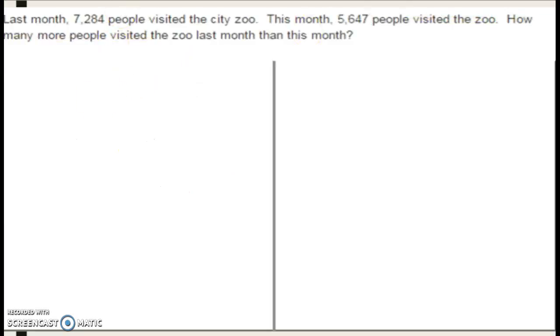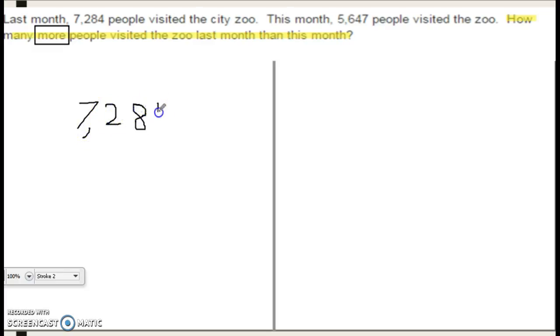Last month, 7,284 people visited the zoo. This month, 5,647 people visited the zoo. How many more people visited the zoo last month than this month? How many more people? We're looking for a difference. So we're going to take 7,284 and subtract from it 5,647.